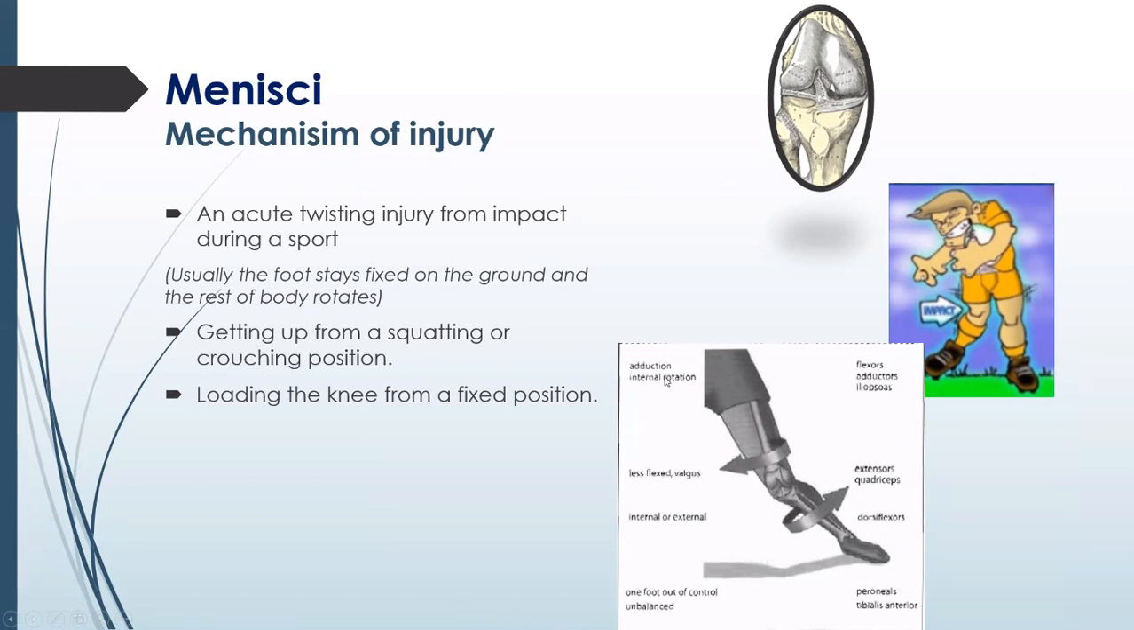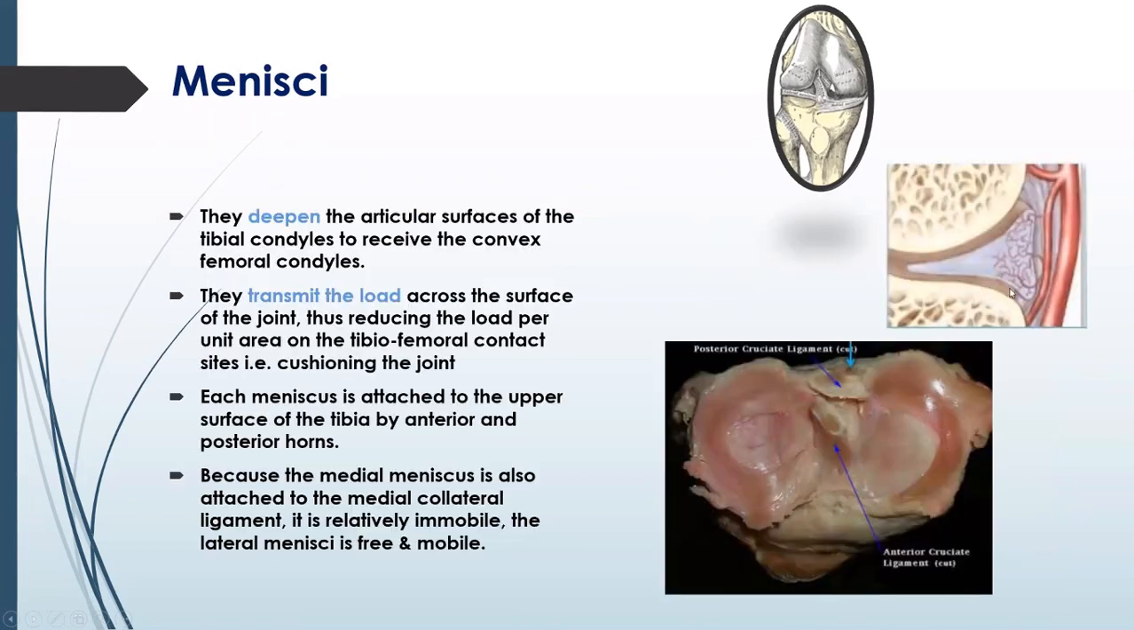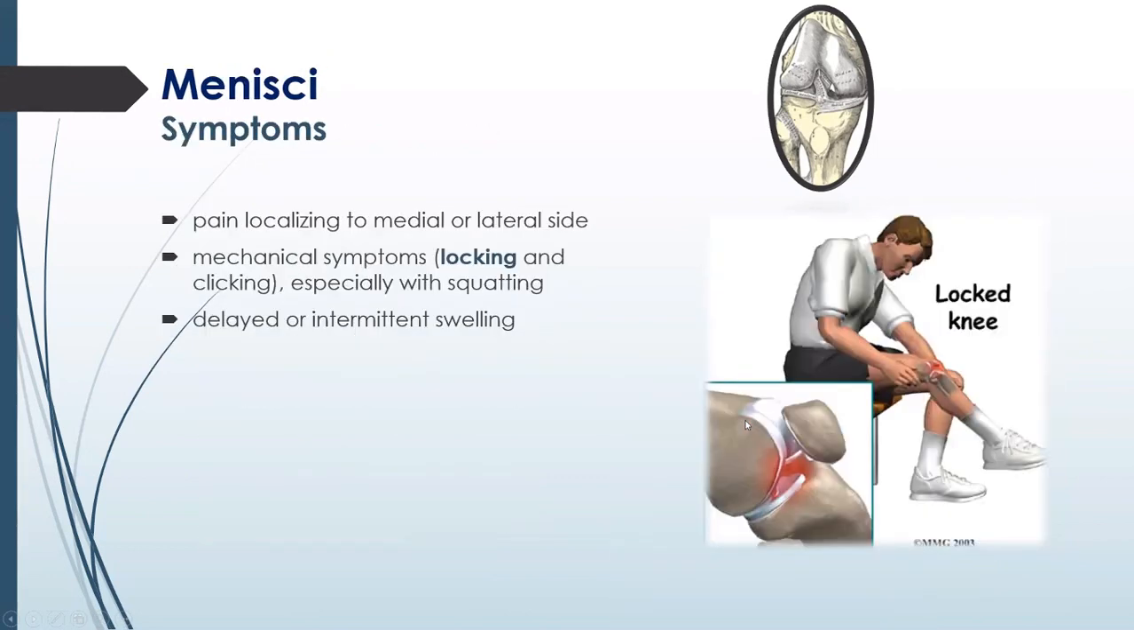Usually, the patient with knee pain from this injury will complain of medial or lateral knee pain. He will have some mechanical symptoms, the locking. When the meniscus goes from its side into the joint, it will lock up the condyle of the femur from articulating with the tibia. That will cause locking and catching, especially with squatting, and sometimes swelling.